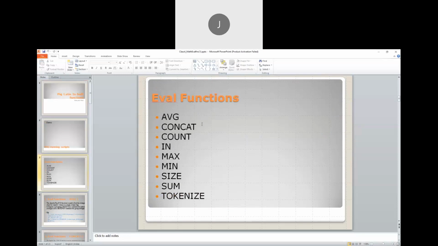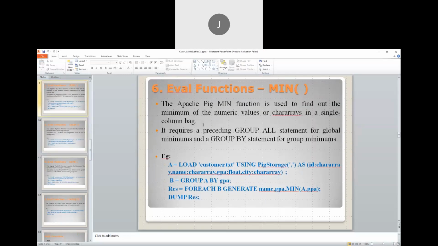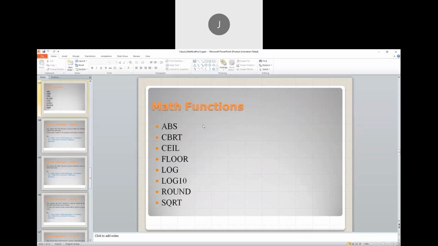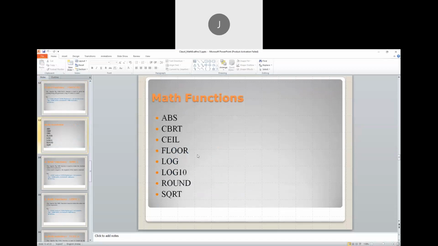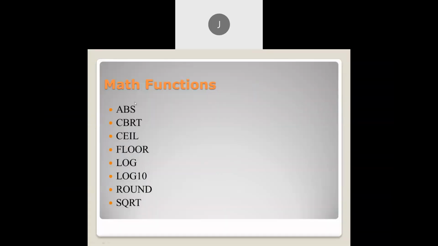So we learned about the average, concatenate, and some tokenize functions in Pig. Those things you can use. Now, about the mathematical functions. Mathematical functions include the absolute value and the cube root. Say you wanted to find the cube root of certain numerical values. This can be applied when you're doing statistical analysis, right? Those things you can use these kinds of mathematical functions for.